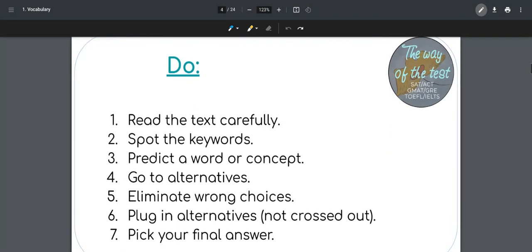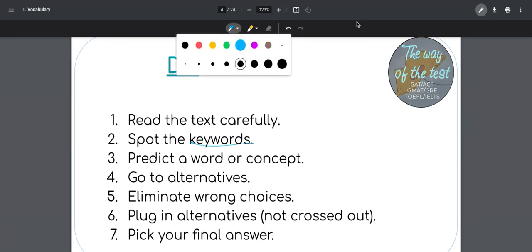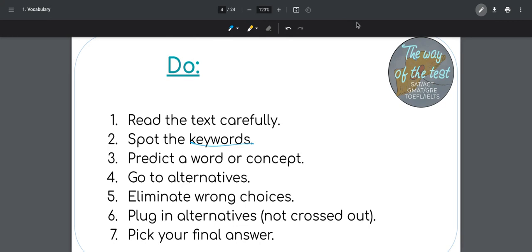So what we do is we read the text carefully. We do want to read the text. Again, we don't want to try to understand everything, but we do want to try to understand the turns of the text. So what is it saying? In which direction is it going? We're going to spot the keywords. In this case, the keywords are going to be the transition words. So any word that implies that maybe I'm going to look for a contradiction, I'm going to look for an example, any transition words, those are going to be our keywords.